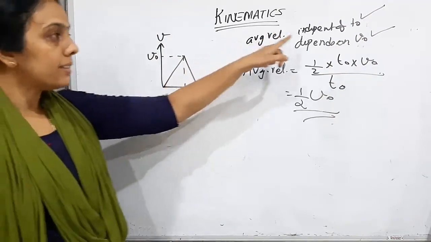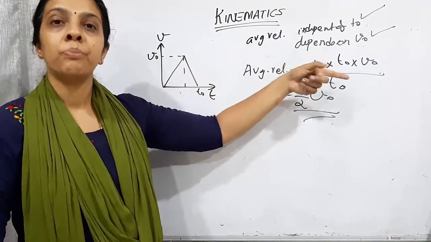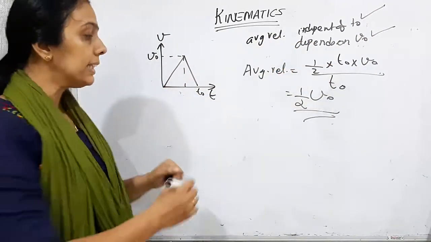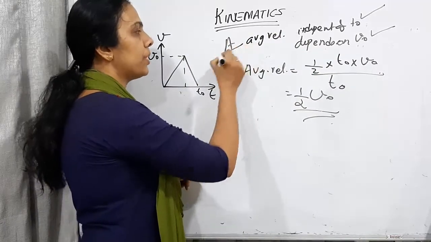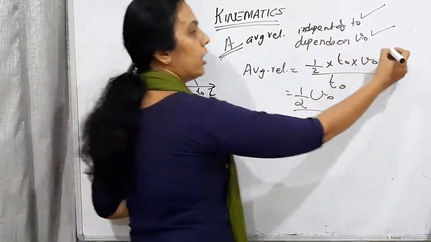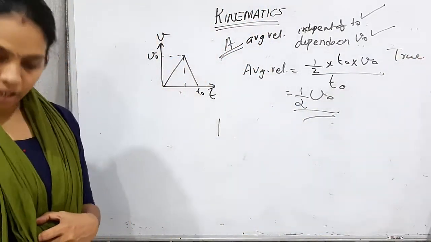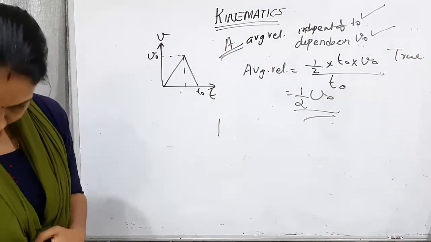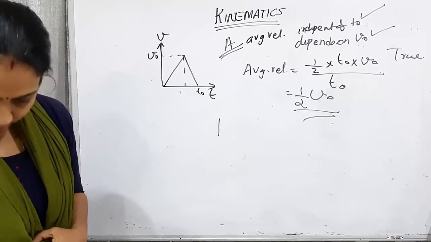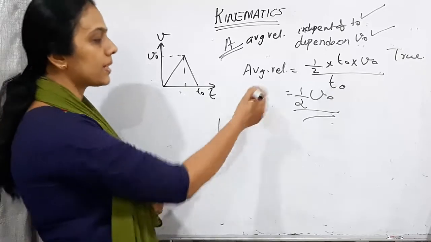So this is the assertion, and the assertion is true. Now we got the assertion as true. Now we are moving to the reason. Reason: in the given time interval, average velocity is v0 by 2.